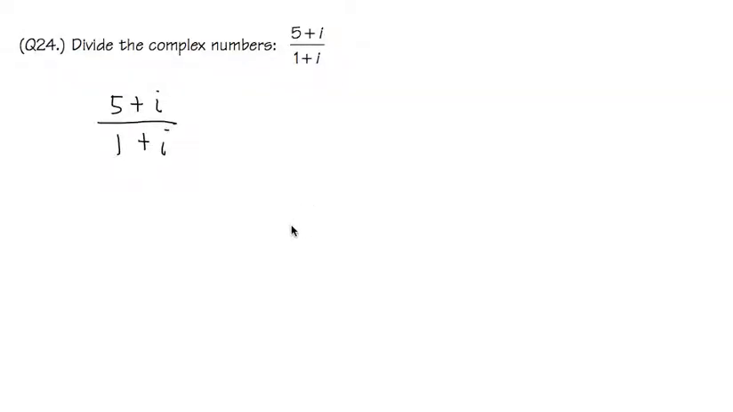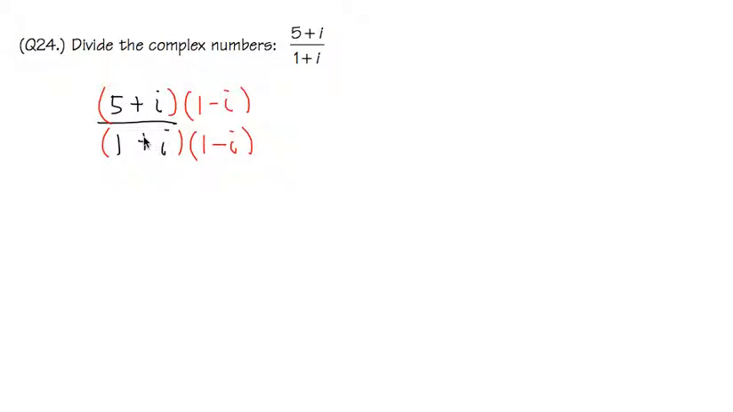Number 24, we are going to divide the complex number (5 + i) over (1 + i). The key to do this is we are going to multiply the top and bottom by the conjugate of the denominator. Because the bottom is 1 + i, we are going to multiply by 1 − i. And you do that to the top as well. Put parentheses and then multiply by 1 − i.